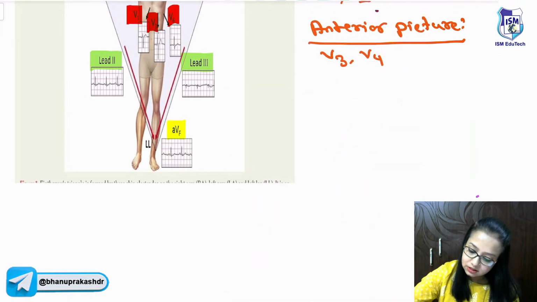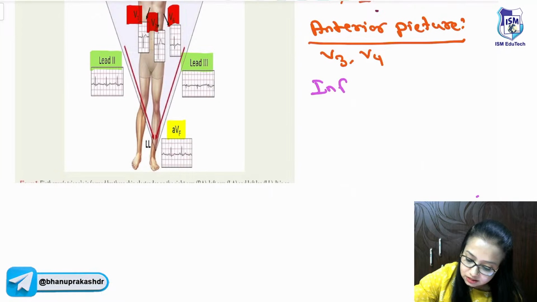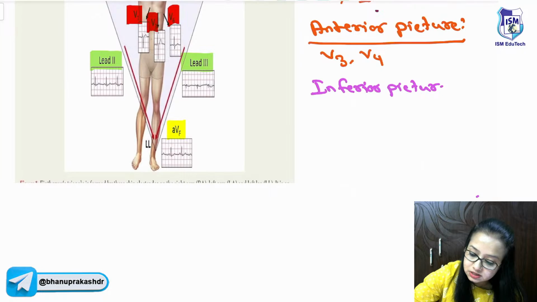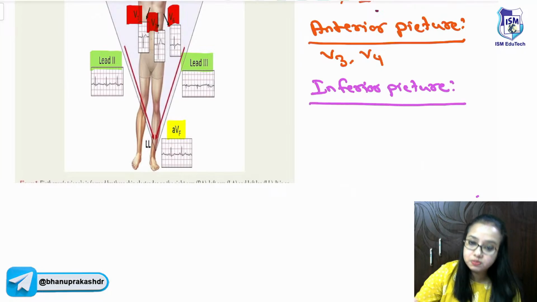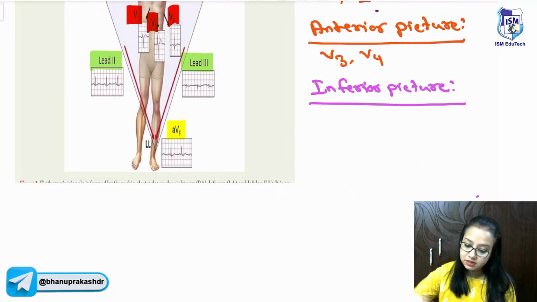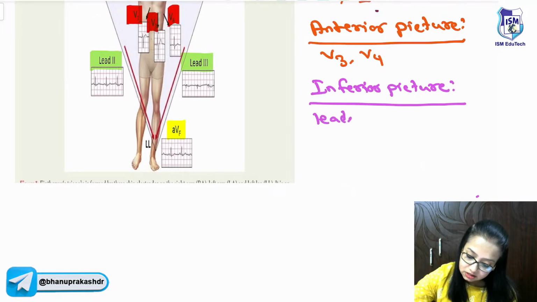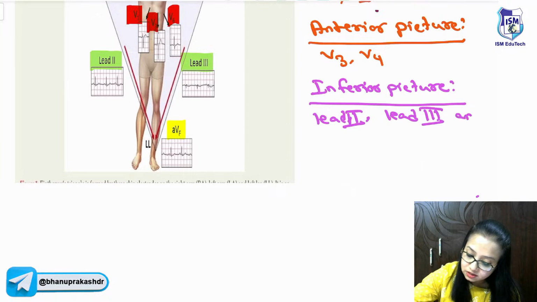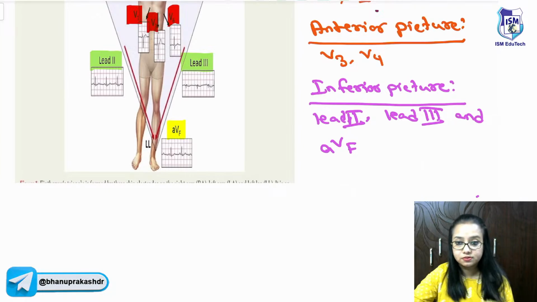The inferior picture. Inferior picture means somebody is taking the picture of the heart from the lower region, from the region of the pubis. So these are bipolar limb lead 2, lead 3 and augmented lead AVF.